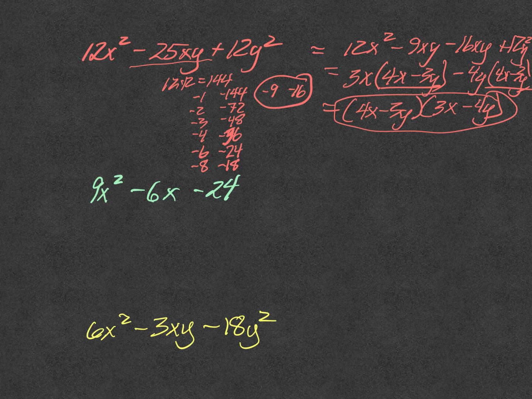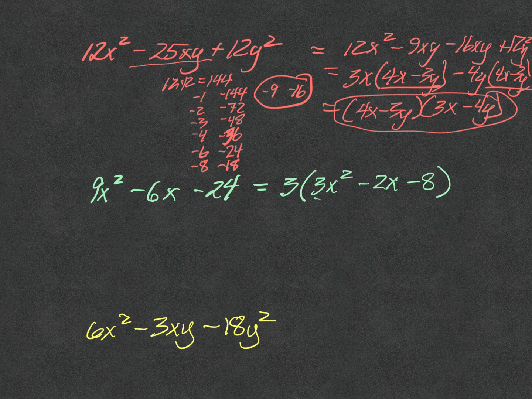Now, the next problem, 9x squared minus 6x minus 24, brings up another issue. If I look at that, I go, wait, 9 and 6, 3 goes into both of those, and it goes into 24. So the very first step on this problem is a common factor. So we get 3 times 3x squared minus 2x minus 8.